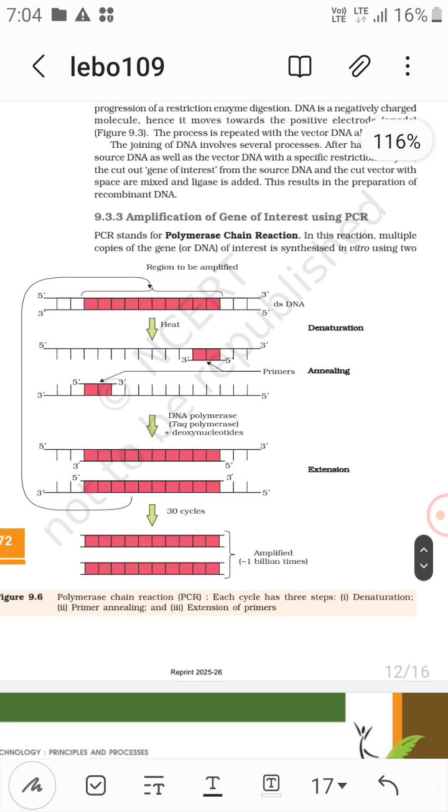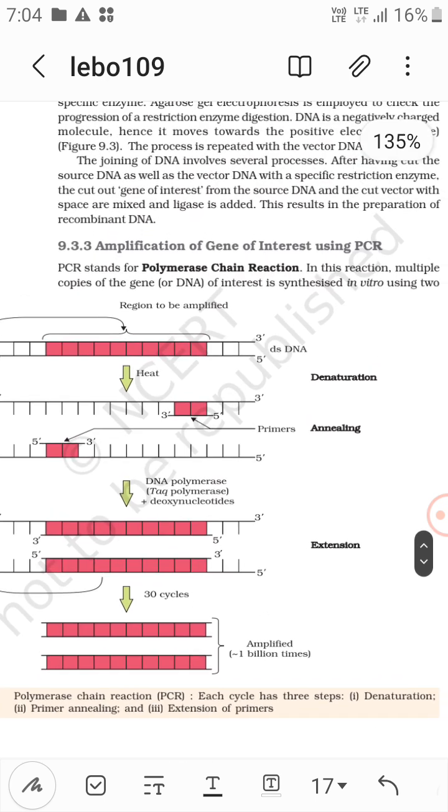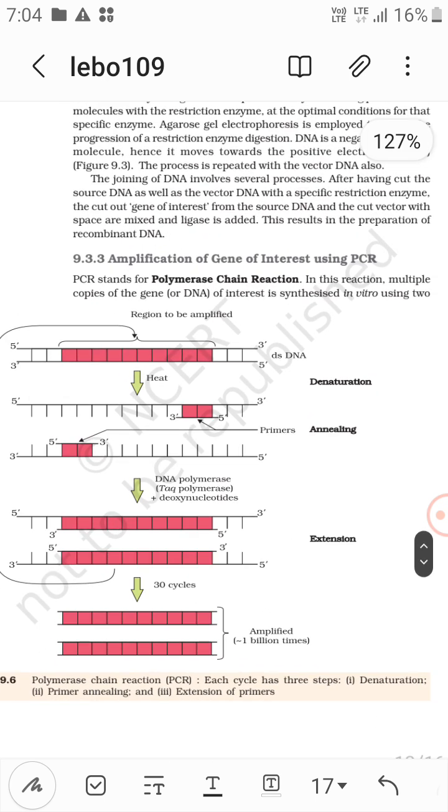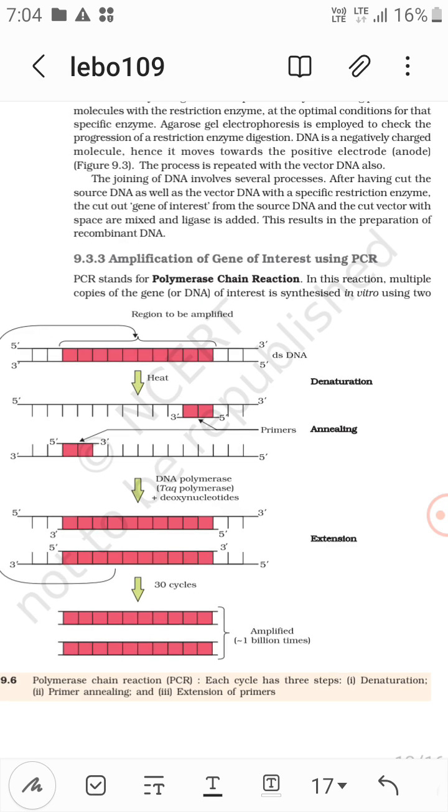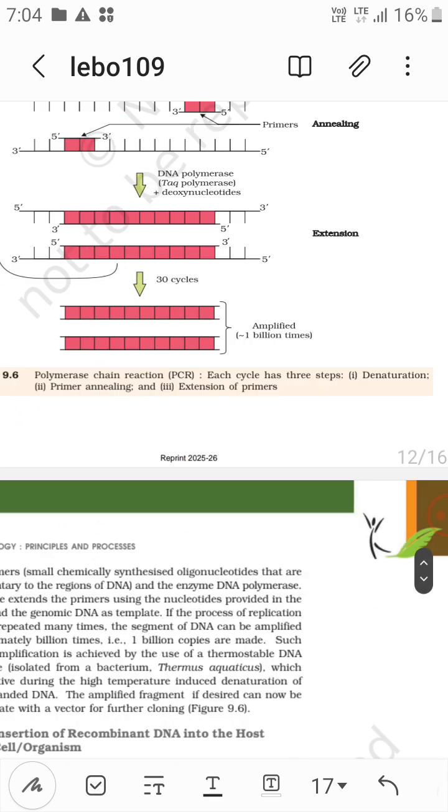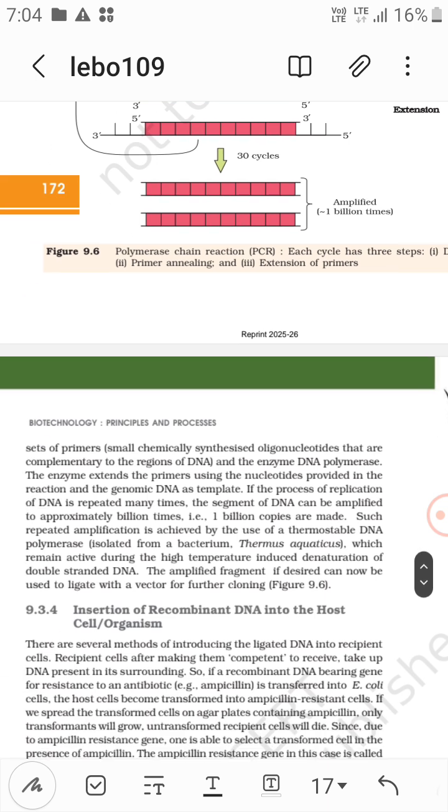Now the next step is amplification of the gene of interest using PCR. PCR stands for polymerase chain reaction. In this reaction, multiple copies of the gene or DNA of interest are synthesized in vitro, that is outside, using two sets of primers, that is small chemically synthesized oligonucleotides that are complementary to the regions of DNA, and the enzyme DNA polymerase.